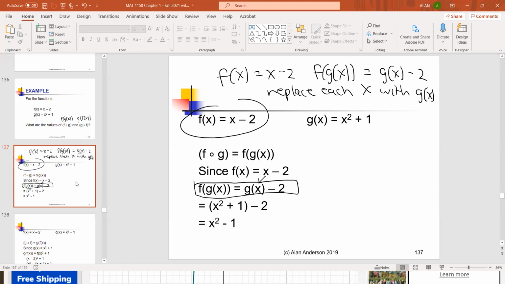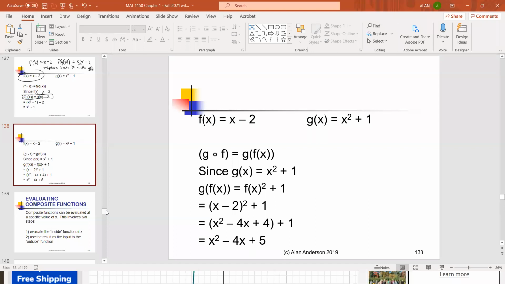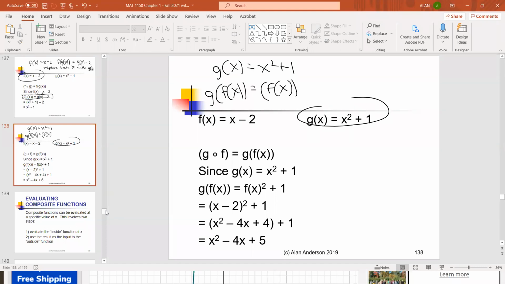All right, so now let's do the opposite, g of f of x. And they're not likely to be the same, by the way. So now this one, g of x is x squared plus 1, and g of f of x is going to take our x's and replace them with f of x. So here we see it down here, that x squared became f of x squared, and f of x itself is simply x minus 2. So x minus 2 squared plus 1.